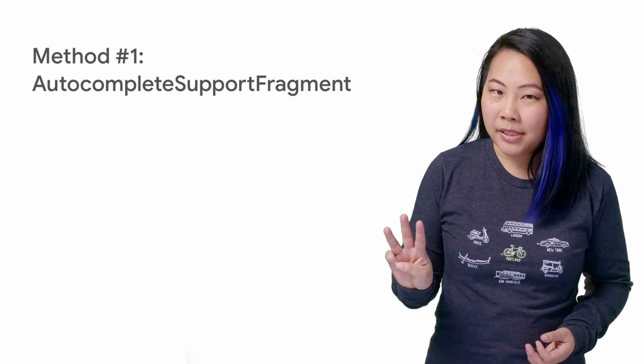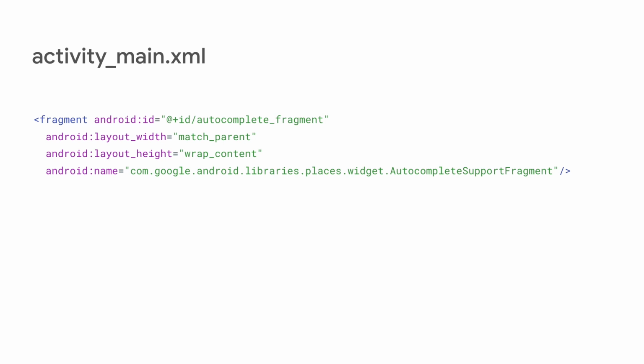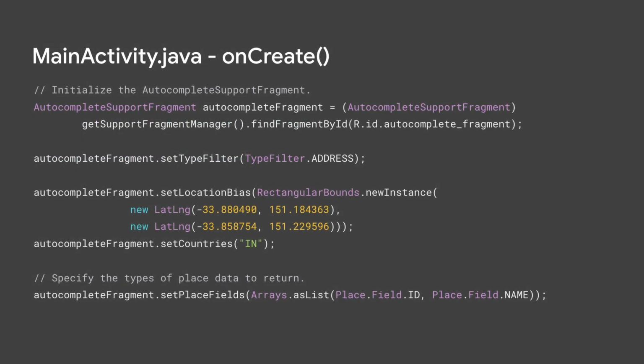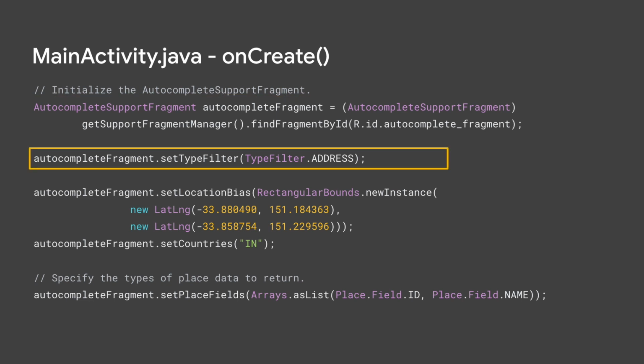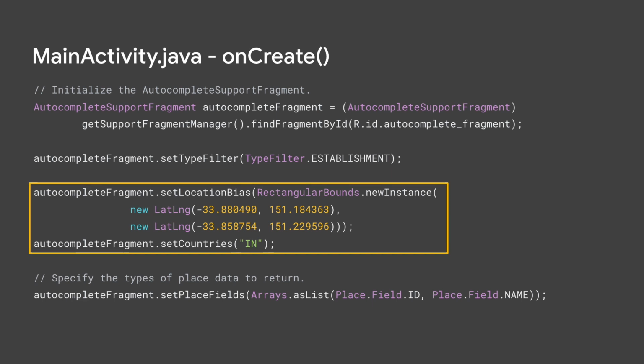It's just 3 steps. First, in the XML layout of your app, add a new fragment called Autocomplete SupportFragment from the Places SDK. This gives you a working text field that displays predictions as the user types. Second, in the corresponding activity source code, initialize the Autocomplete SupportFragment and associate it with the layout element. Then, specify what kind of place your user will expect to type in, and add location biasing by country and geographic coordinates to improve the predictions.